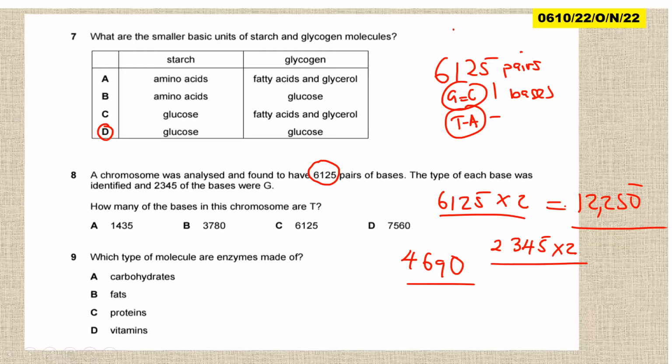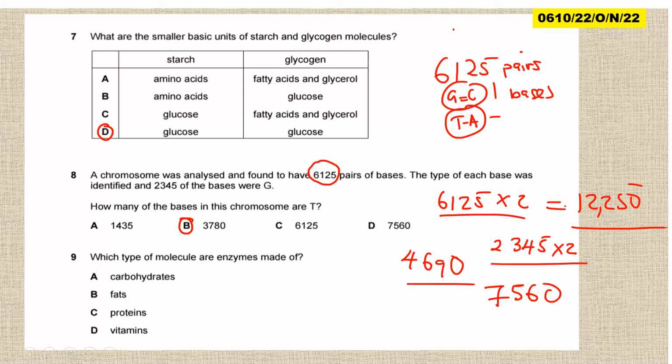Now, if you subtract this from 12,000, what remains are the bases of A and T. So minus, that is 12,050. I'm finding 7,560. Now, this is the total number of A and T. So share that number by 2. Dividing by 2 gives me 3,708. So the answer is B.